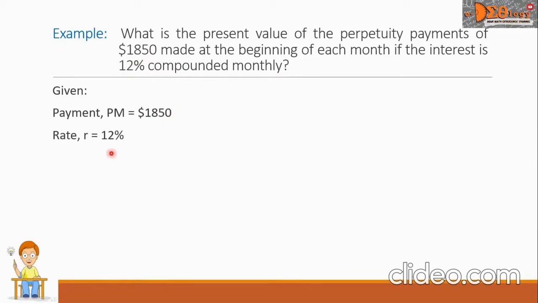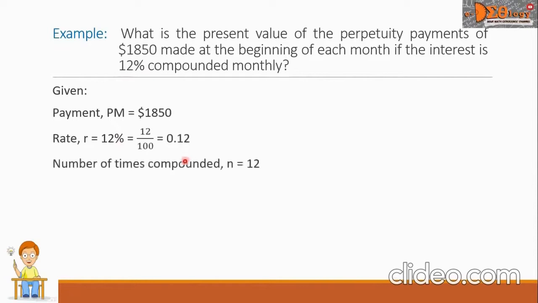Let us convert this percent into decimal. Let us drop first the percent sign and divide this 12 by 100. So this 12 over 100 equals 0.12. Next is the number of times compounded. That is the N, and it says here monthly. So we write here 12. We are looking now for the present value of the perpetuity.